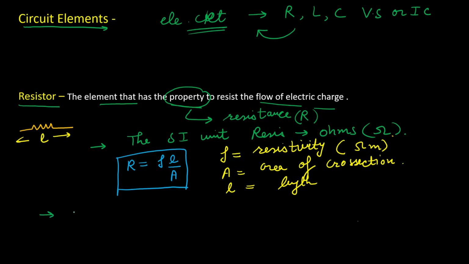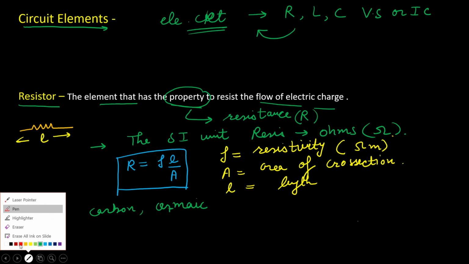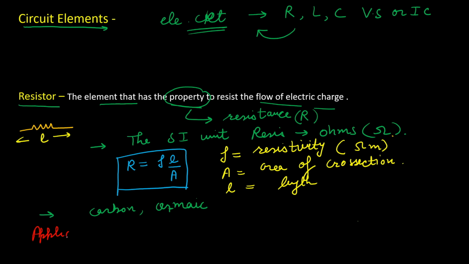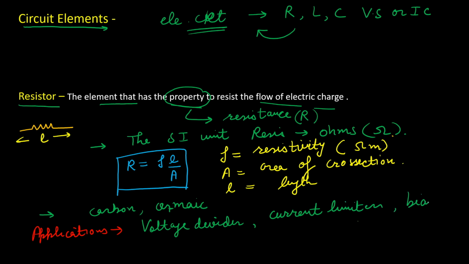For making resistors, we use various kinds of materials like carbon and ceramic. Next we have the applications. Resistors are used in voltage dividers, then we have current limiters, then we have biasing circuits. So these are some basic applications of resistors.